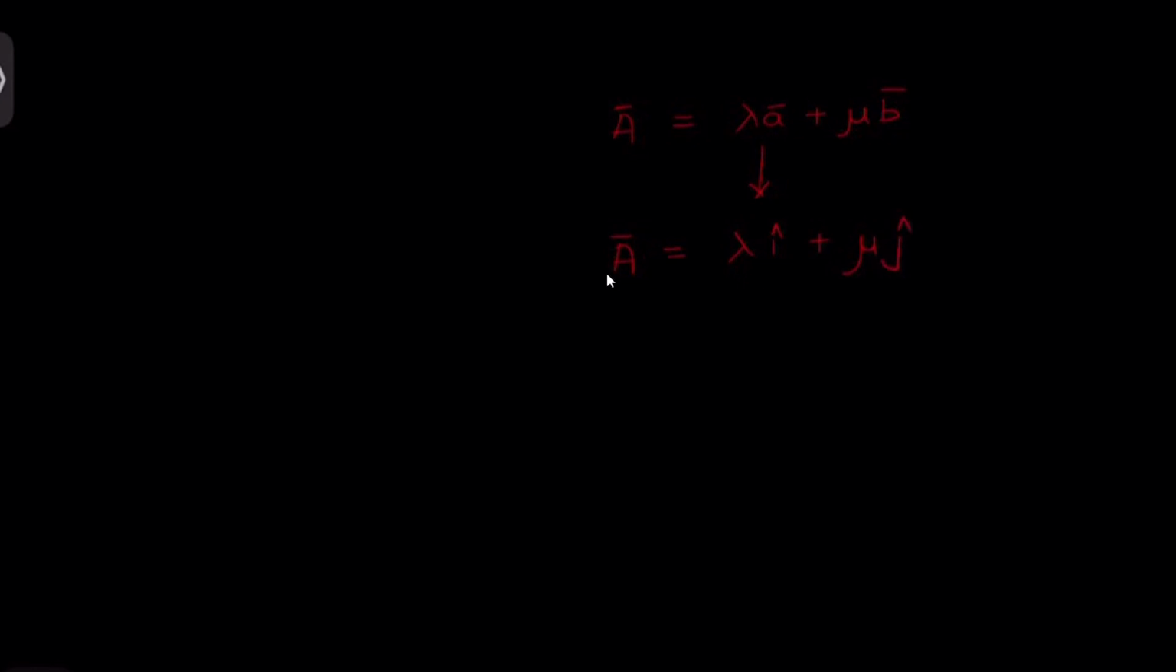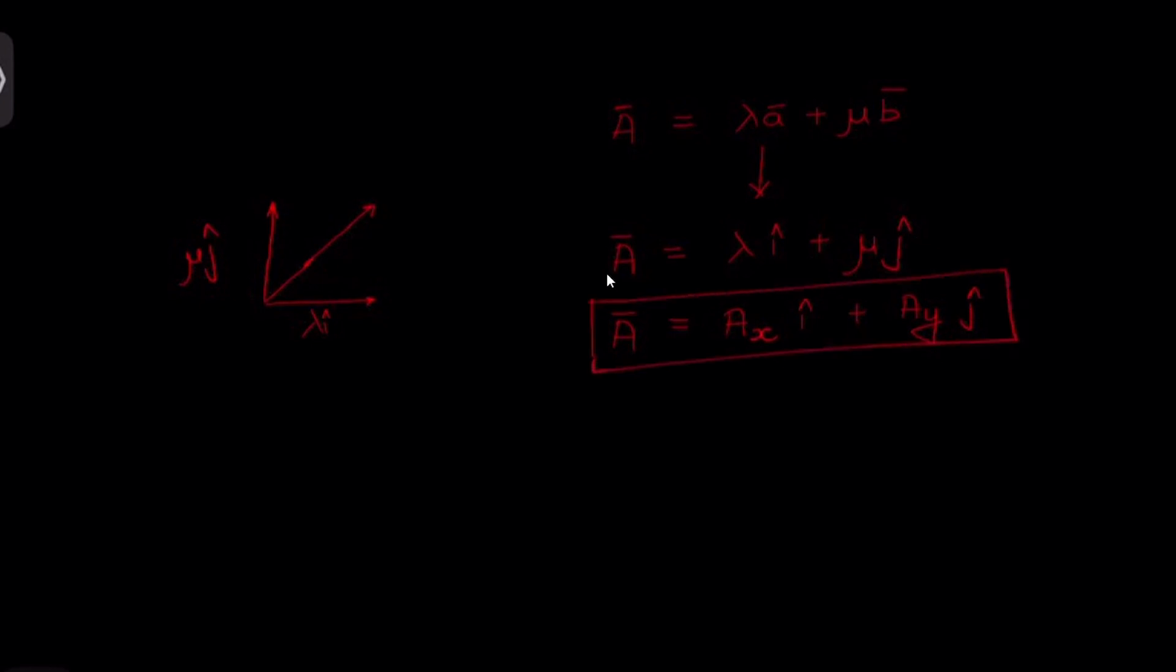So what will actually be happening? This will be your lambda i, this will be your mu j, and depending upon the magnitude of these vectors, we can get the value of a. That is how vector a can be explained. For more general purposes, this can be written as ax because it is in the x direction, plus ay because it is in the y direction. So vector a is nothing but ax i cap plus ay j cap.